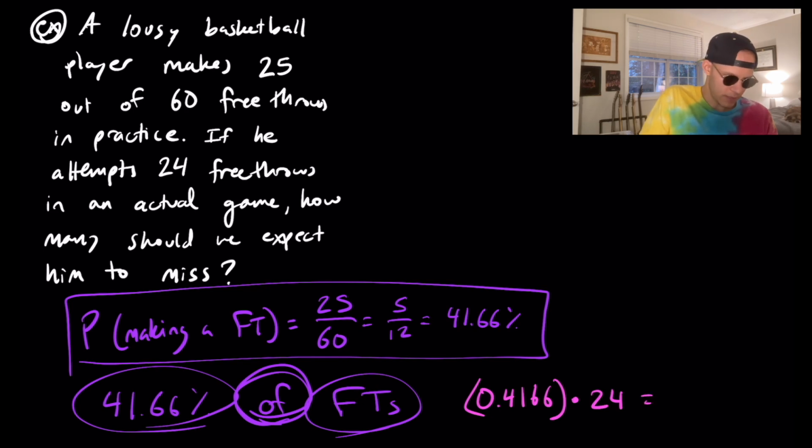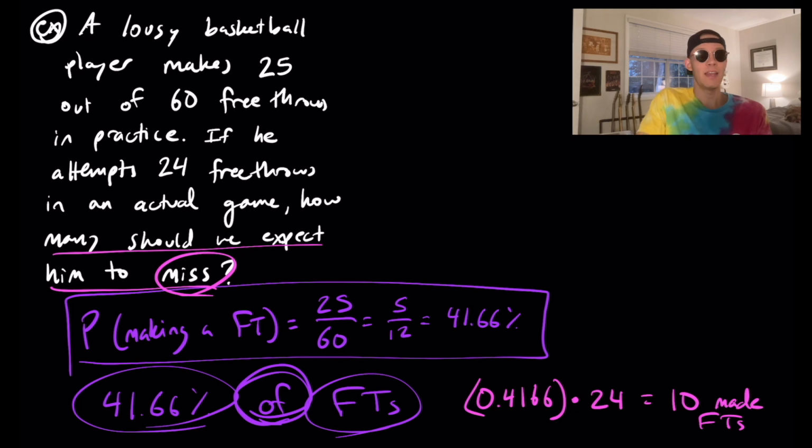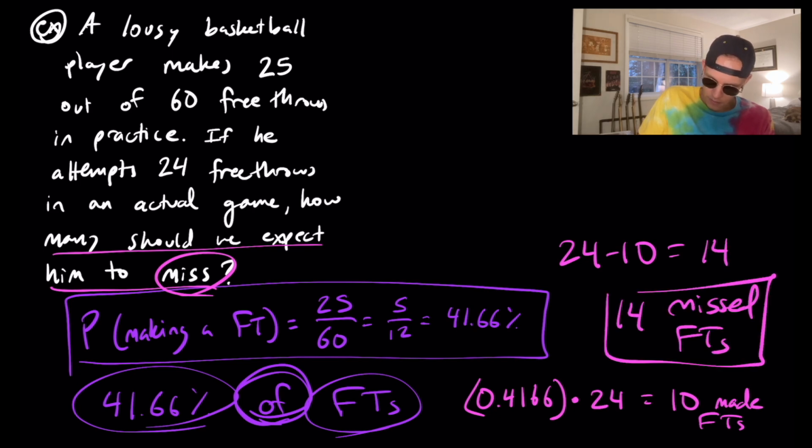If we multiply those two numbers together, we will get 10. So he had 10 made free throws. Again, this question is asking how many should we expect him to miss. So if he made 10 and he attempted 24, 24 minus 10 is going to leave us with 14. He missed 14 free throws.